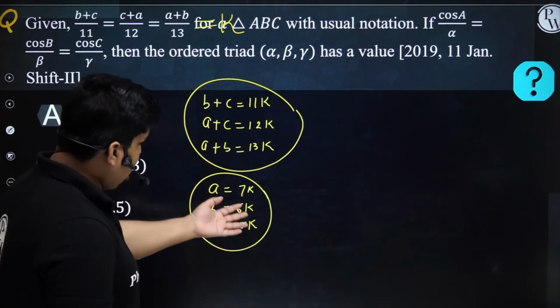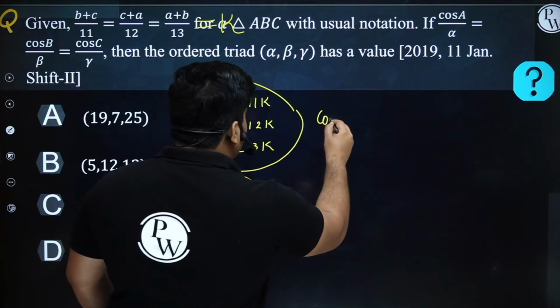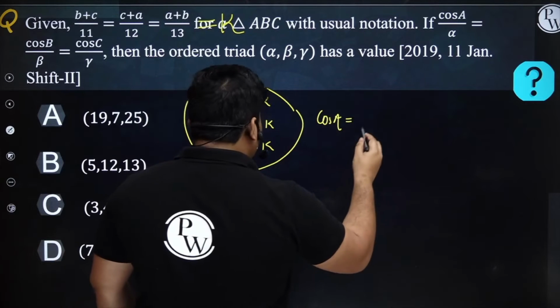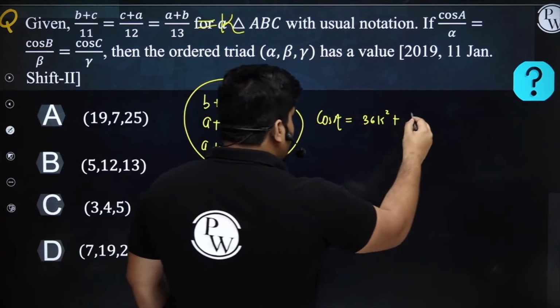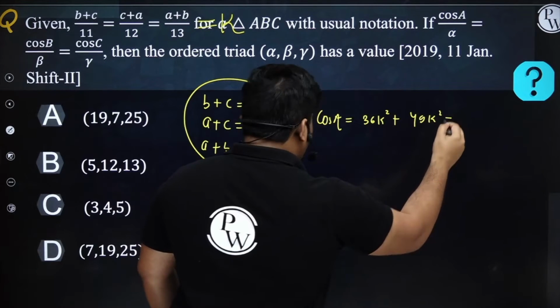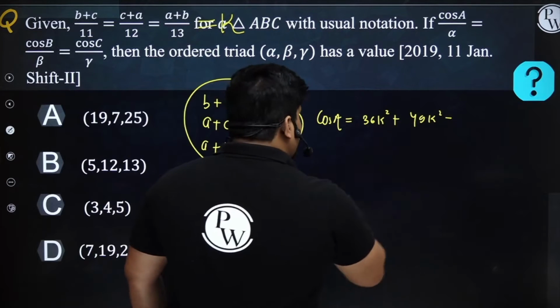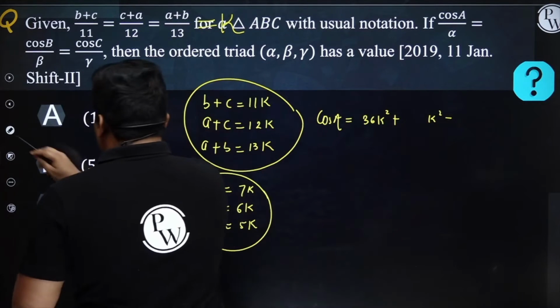If we have a, b, c in terms of K, we can find out each angle, guys. What is cos A? So cos A will be equal to b square plus c square minus a square over 2bc. So 6K square, 36K square, plus c square, 25K square. Let me correct it. This is 25K square.